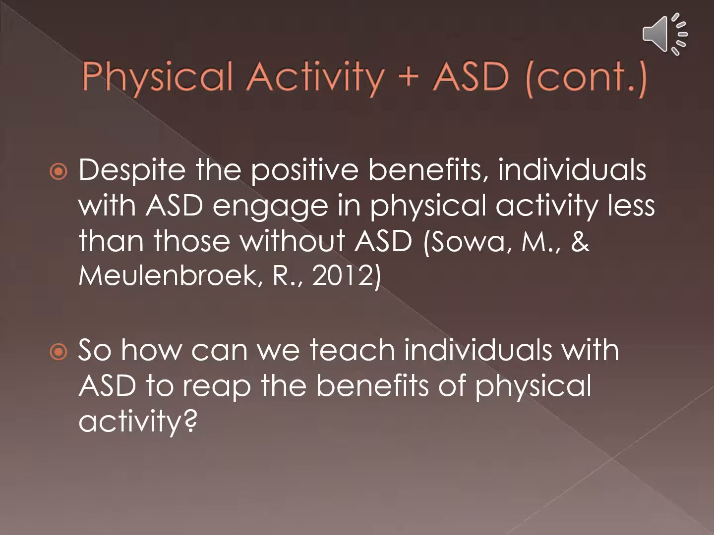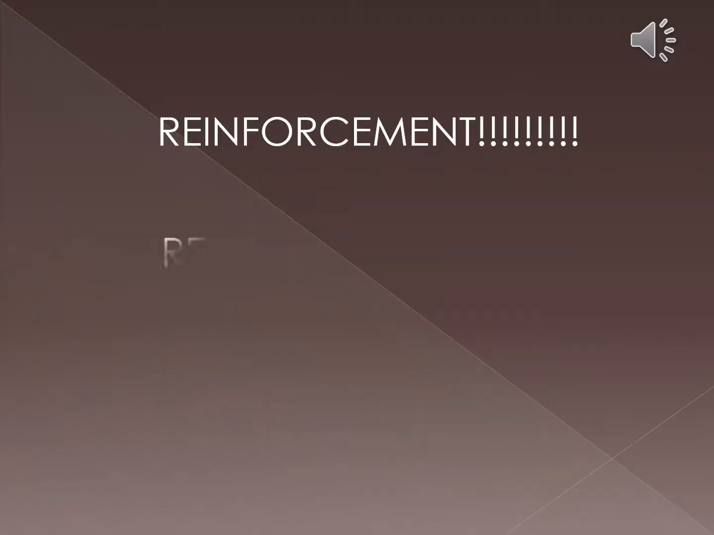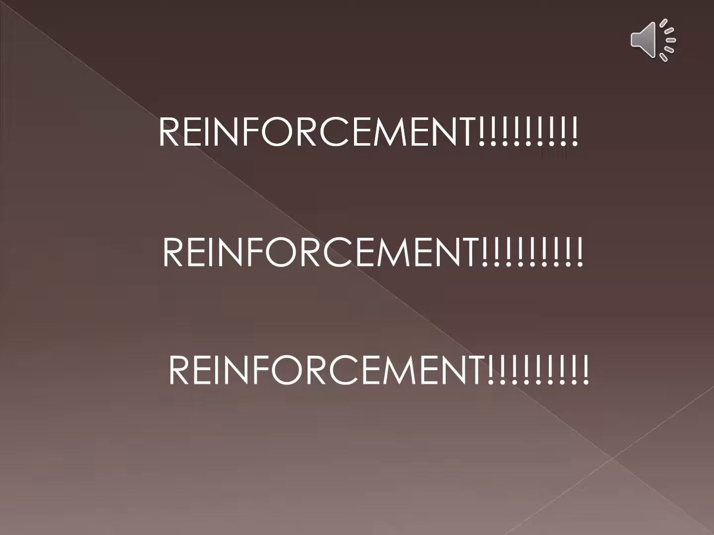However, despite the positive benefits, individuals with autism spectrum disorder engage in physical activity less than those without autism spectrum disorder. So, how can we teach individuals with autism spectrum disorder to reap all of those amazing benefits that we just talked about for physical activity? We need to use reinforcement. This is crucial when pairing a non-preferred task, like we know the studies have shown, with reinforcement. You're pairing something that students may not like with something that students definitely do like. That increases the likelihood that the student will be able to participate in the activity again.